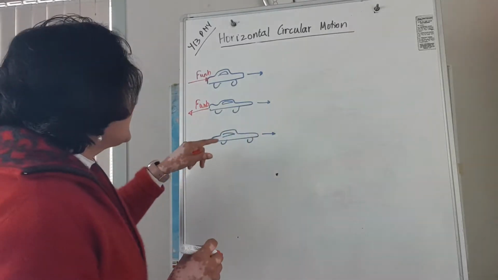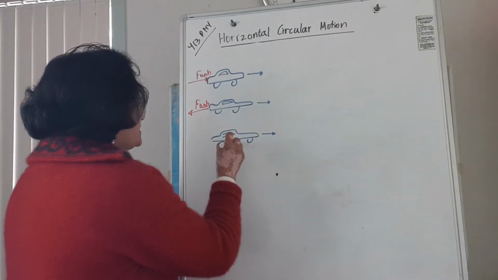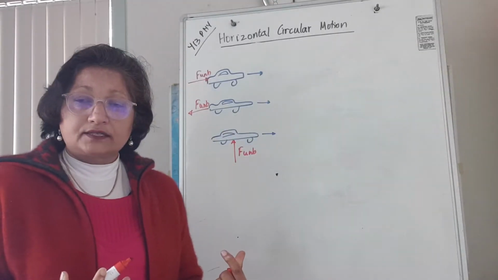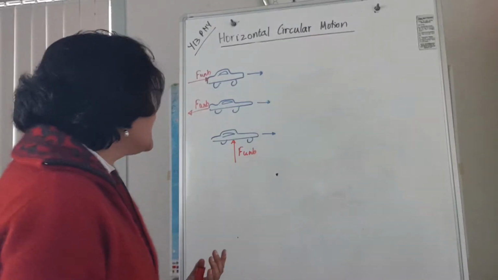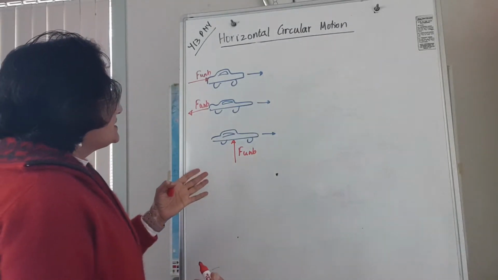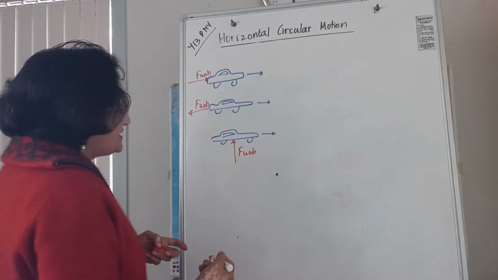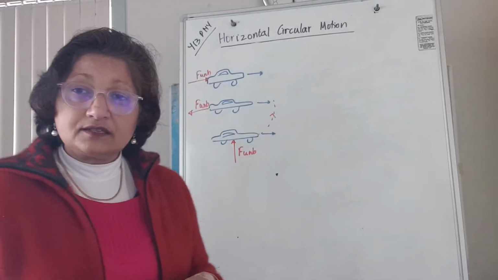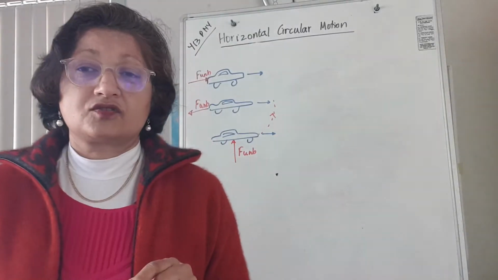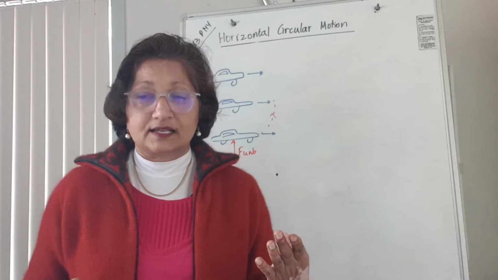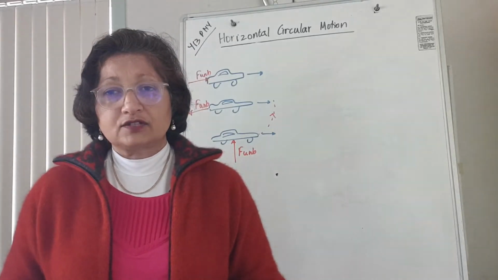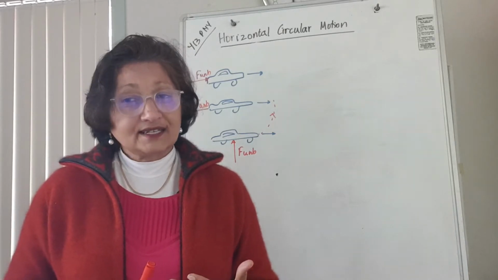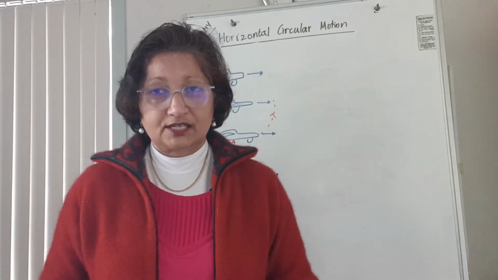In the third scenario, the unbalanced force is at right angles to the direction in which the car is moving. Because the unbalanced force is in that direction, the car is not going to go in a straight line. Its speed is not going to change, but its direction is going to change and it's going to go in a circle. So the important thing about circular motion is that the unbalanced force is always at right angles to the direction in which the object is moving.